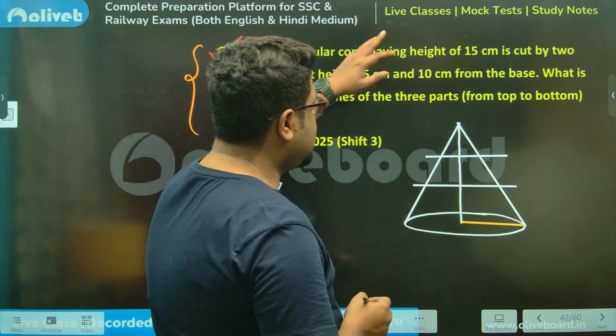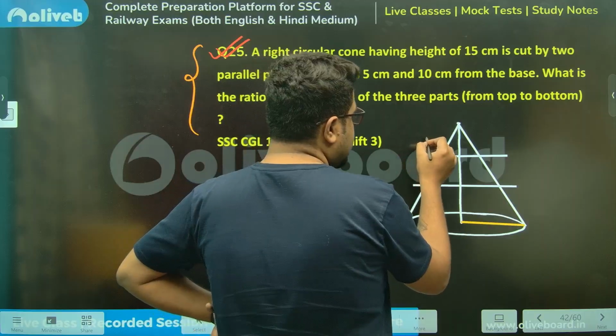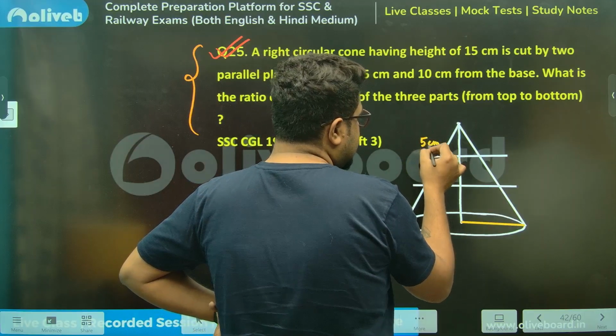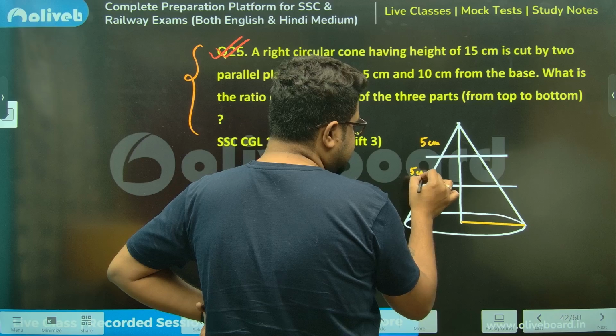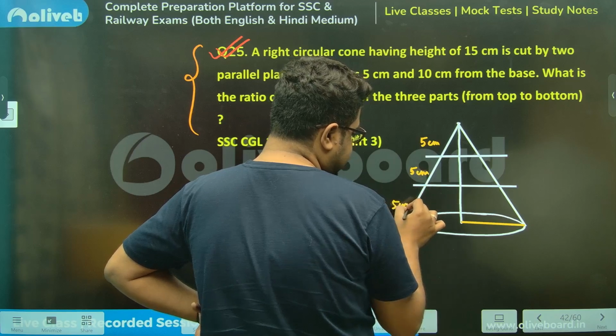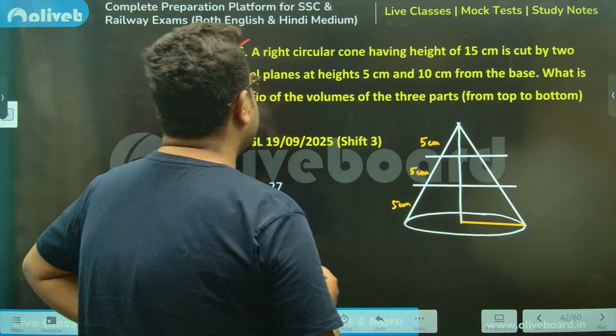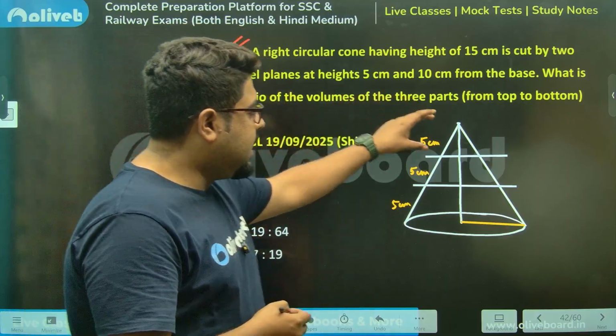Now let's understand. Total is 15, sir. So this is 5 centimeter, 5, 5, 10, meaning this is 5 centimeter. Total 15 meaning, sir, this is 5 centimeter. Now they're asking all three parts, what are the ratios?